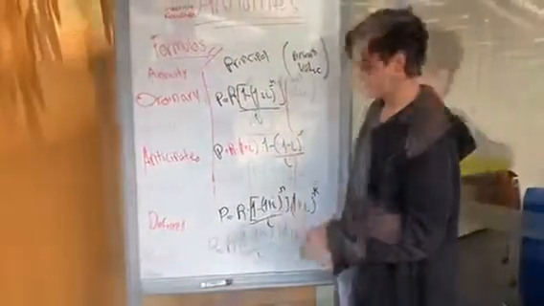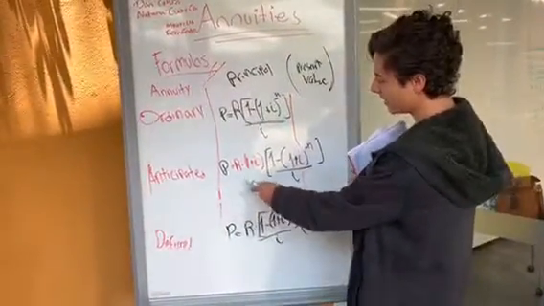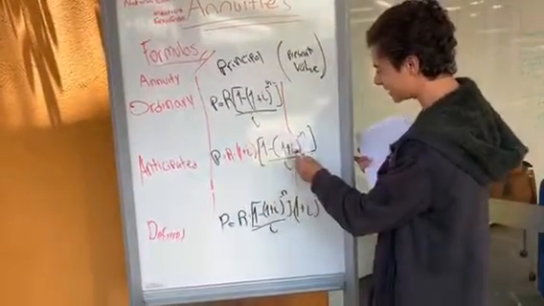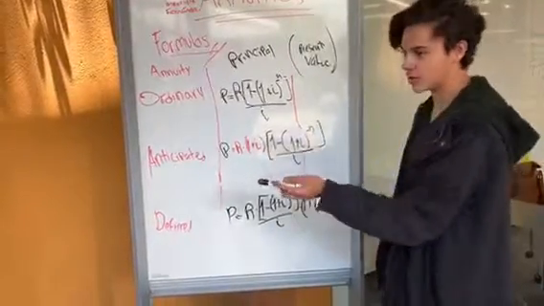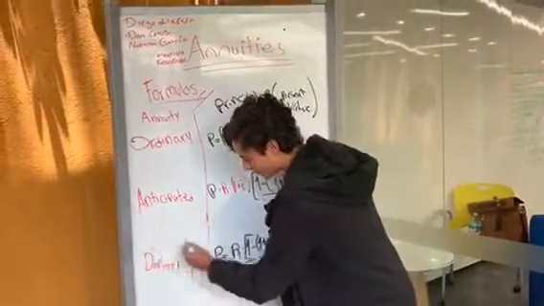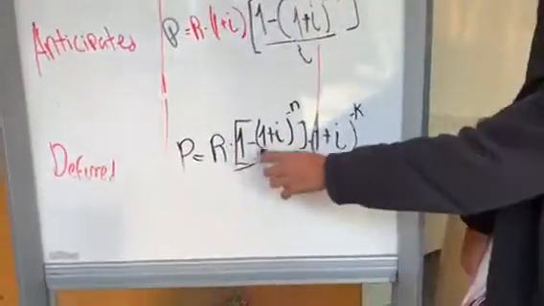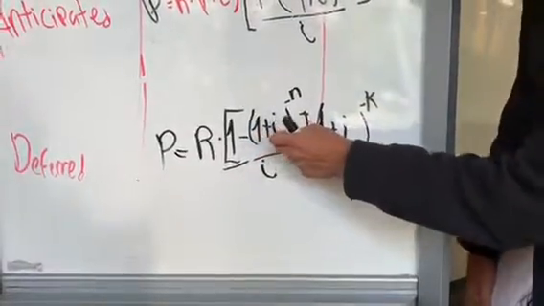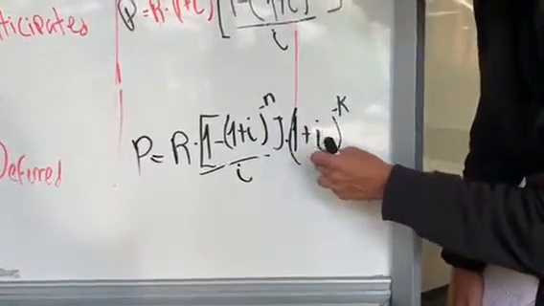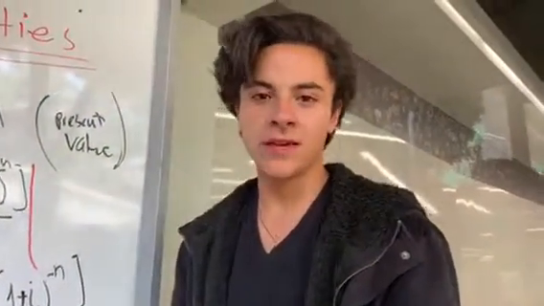That's the ordinary. When you have the second type of annuity, which is anticipated, you have to use the formula P equals R times 1 plus the interest, times 1 minus 1 plus the interest to the power of minus N, the number of periods, all over the interest. And for the last type, deferred, P is equal to R times 1 minus 1 plus the interest to the power of minus N, divided by the interest, and then you multiply that by 1 plus the interest to the power of minus K, where K represents the number of free periods given in the problem.